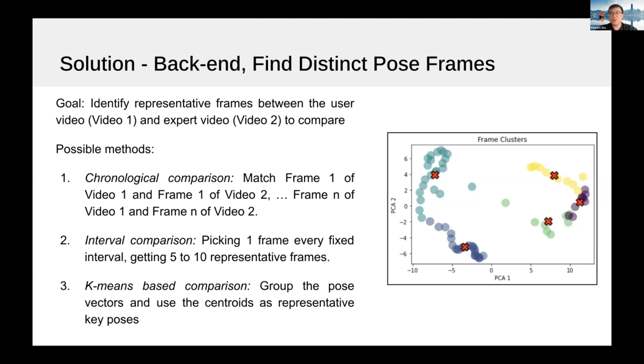Instead, we propose using the k-means clustering algorithm to group pose vectors, and then we extract the centroids as the representative key poses. In the image on the right, we have a diagram of this in action. In this case, we have created 5 different clusters to group the video frames of a patient. Each of the red X's represents a centroid of the cluster, and these are the key frames that we're going to be using for comparison.